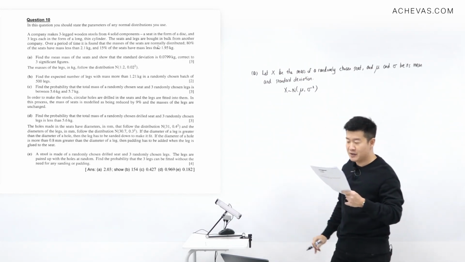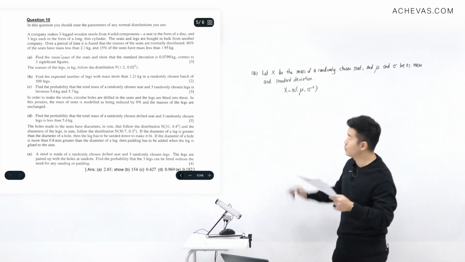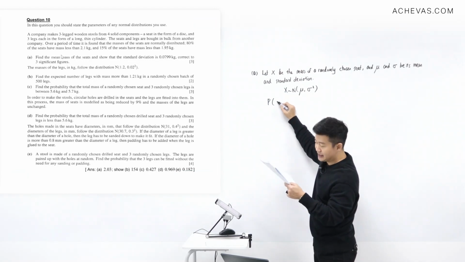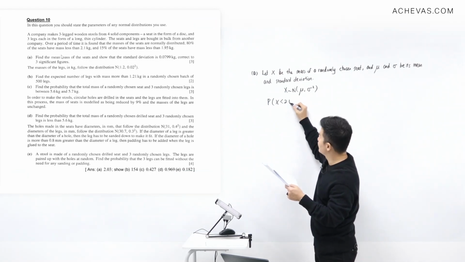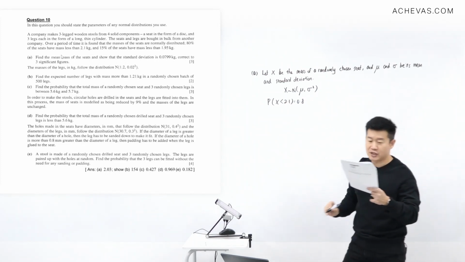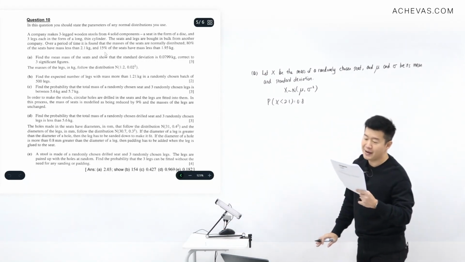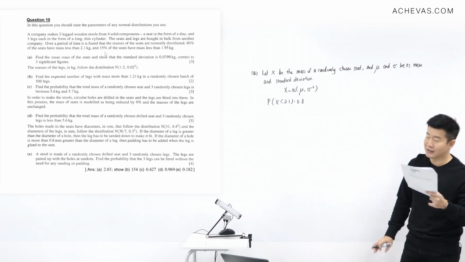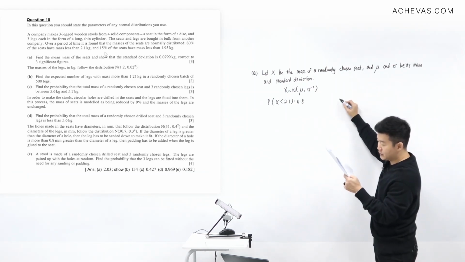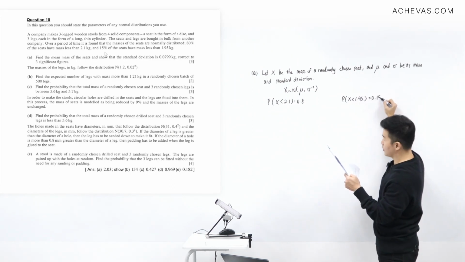The question tells me further that 80% of the seeds have mass that is less than 2.1. So the probability that x is less than 2.1 is equal to 0.8. The question also is telling me that 15% of the seeds have a mass of less than 1.95. So the probability that x is less than 1.95 is 0.15.